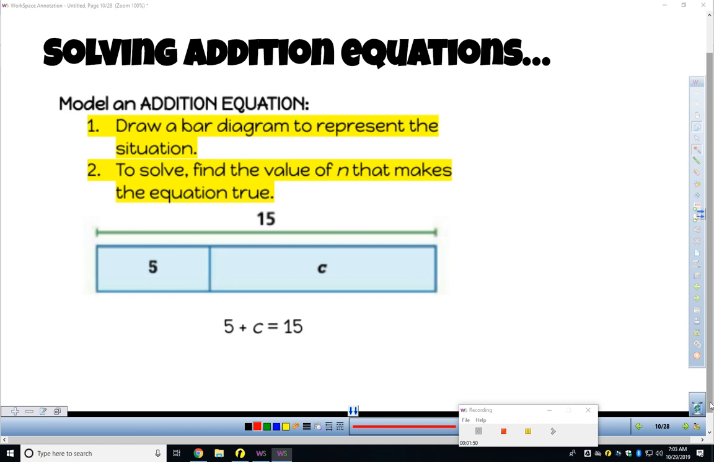Okay. And so, that's weird, this should say C. That says C. Okay, so we're going to draw a bar diagram to represent, and then we're going to solve. So, I have this equation, 5 plus C equals 15, right? 5 plus C, and then this whole bar up here, if I put all this together, it equals 15. So immediately, some of you are going, well, what plus 5 equals 15? And you probably already know the value for C.